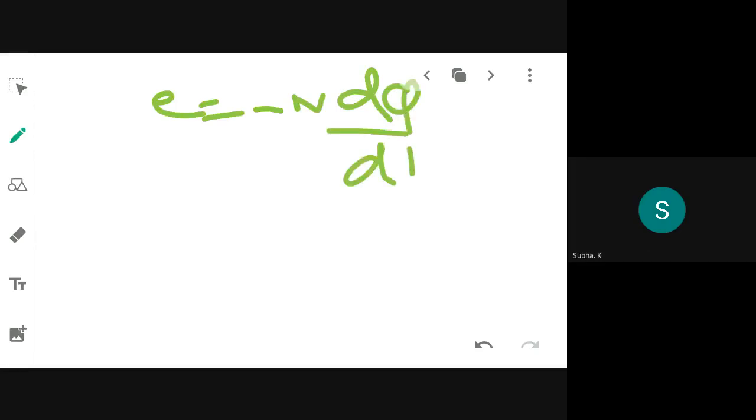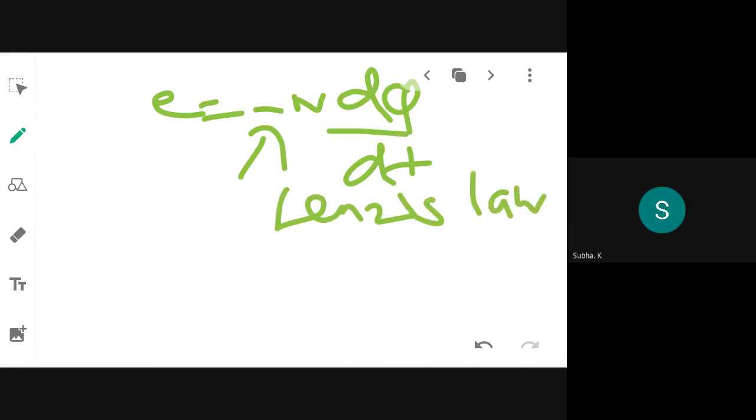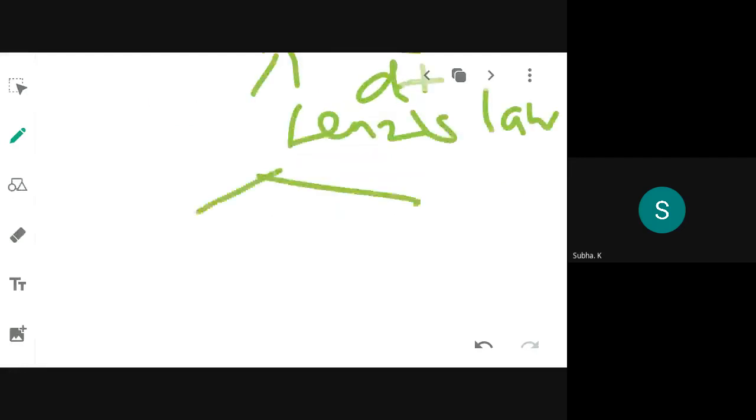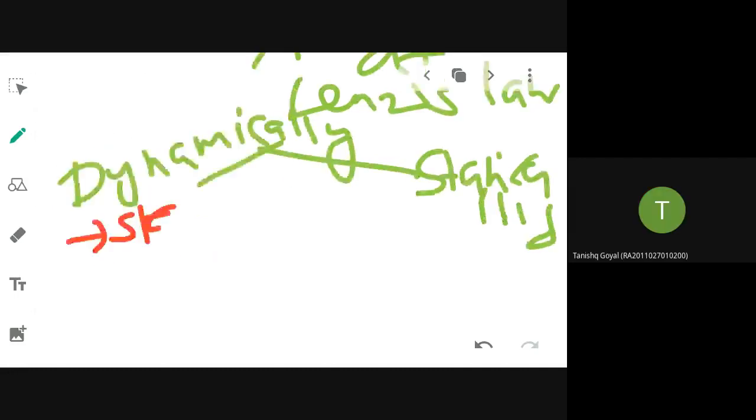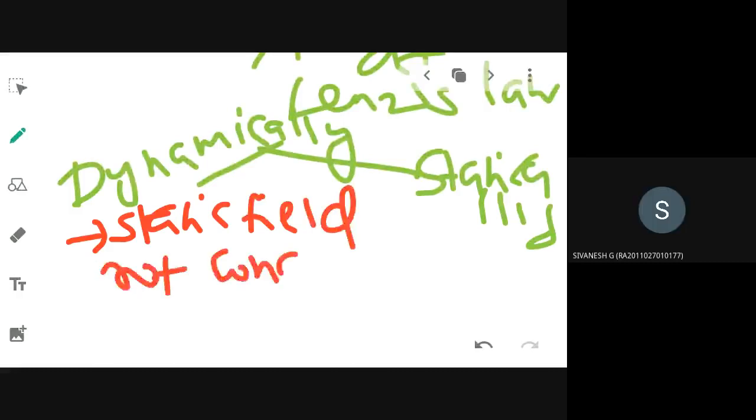So this negative sign is because of what law? Lenz's law. That means the resultant output will oppose its cause of production. Then this EMF is classified into two categories: first one is dynamically induced, the other one is statically induced. What is the difference between these two? Dynamically induced means static magnetic field with a rotating conductor. Example is the generator.